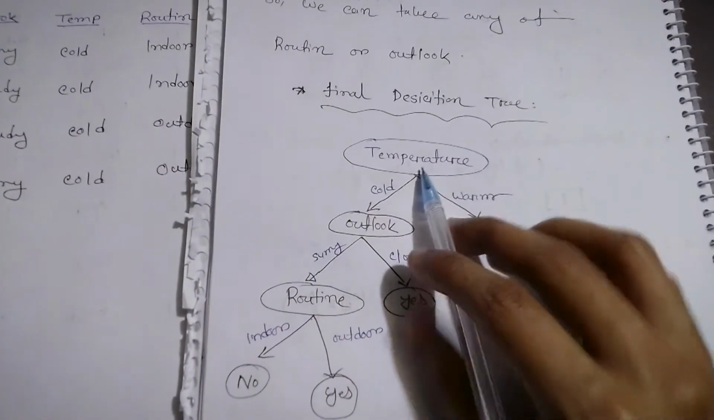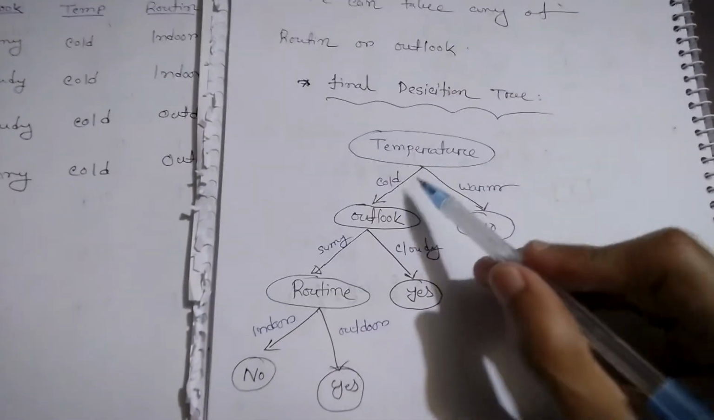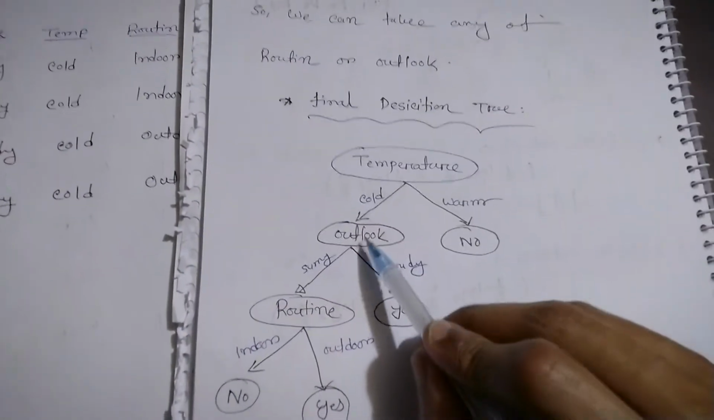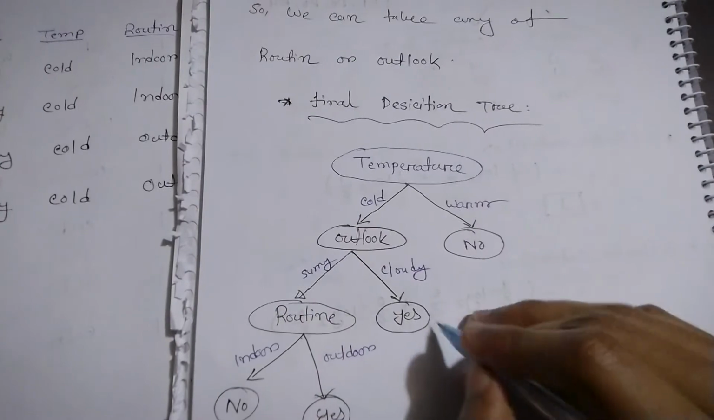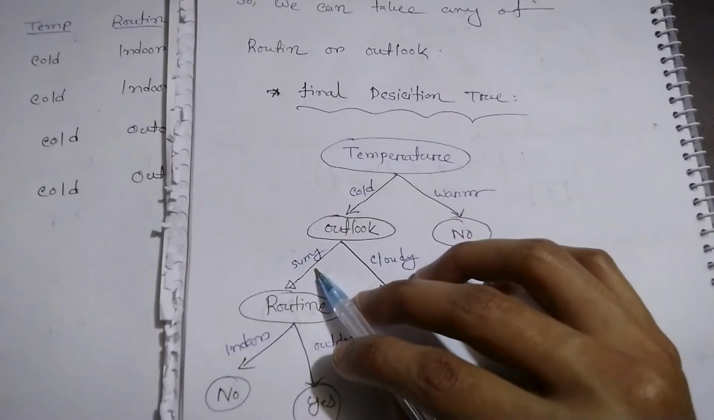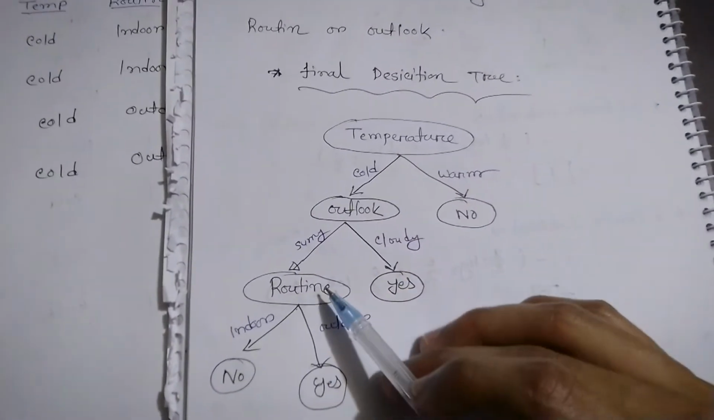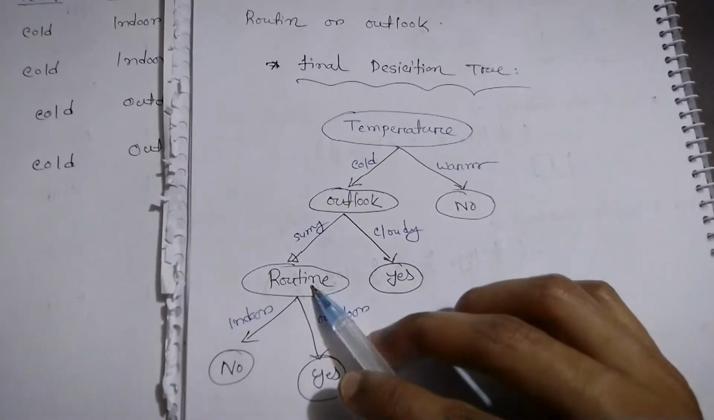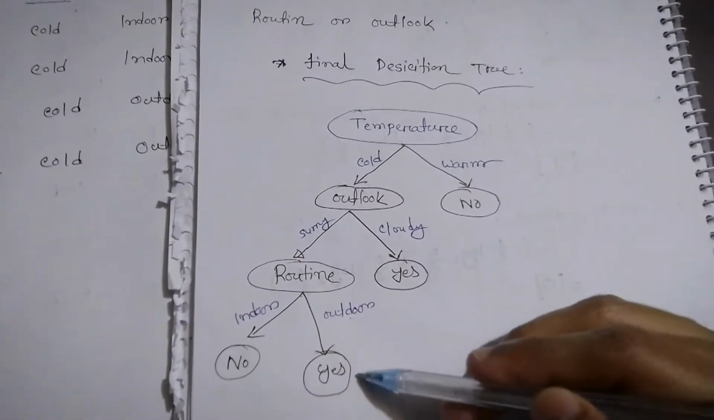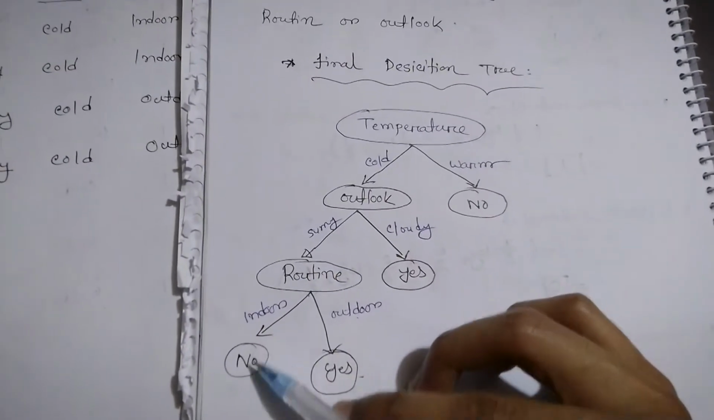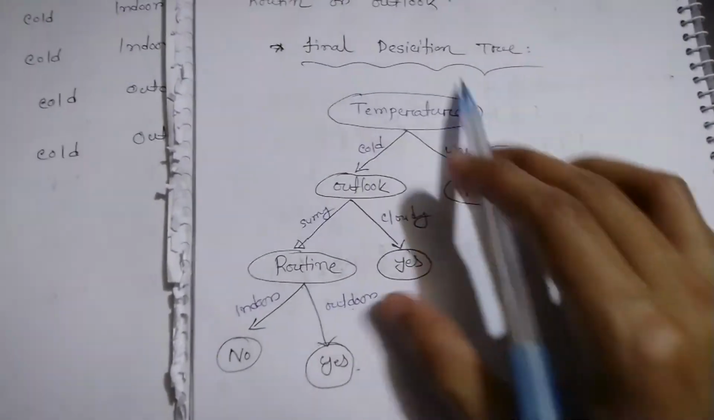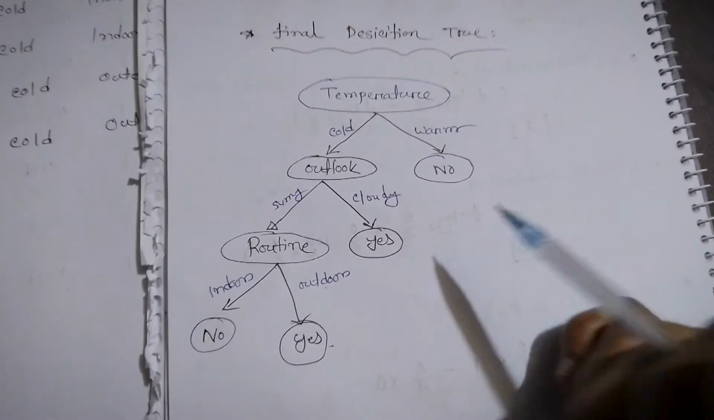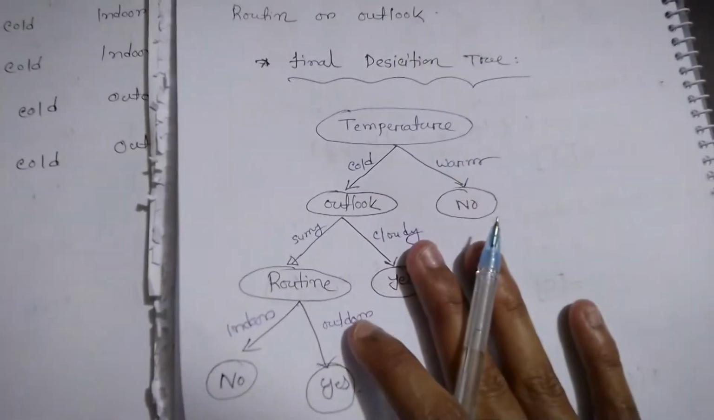So for temperature, if it is warm, it is no. When it is cold, we check our Outlook. If it is cloudy, obviously you are going to write the code. If it is sunny, then you need to check the routine. If it is outdoor, you are writing the code. If it is indoor, you are not writing the code. So this is the main decision we have, based on our decision tree.